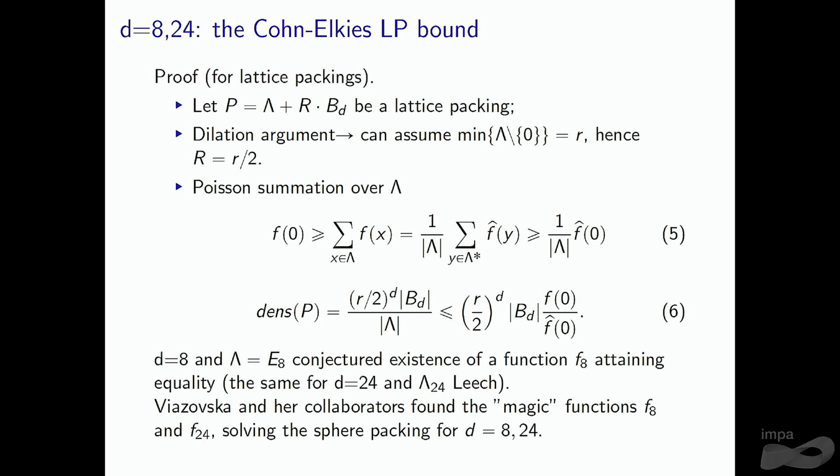And so what Viazovska and her collaborators did, they found the magic functions f8 and f24, and they solved the sphere packing problem for these dimensions, 8 and 24. The starting point was exactly this relation here, because once you put your magic function here and you ask for equality here, you have immediately some conditions on zeros of your function and its Fourier transform, and this is the starting point of the construction of these functions.